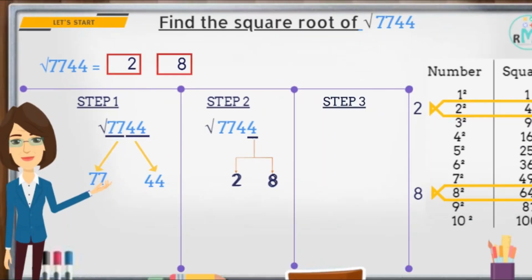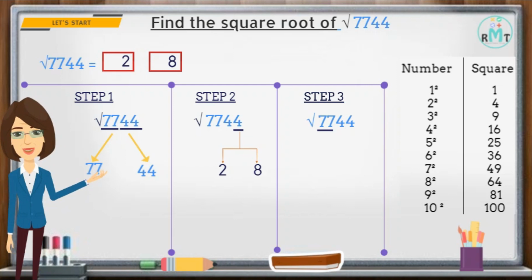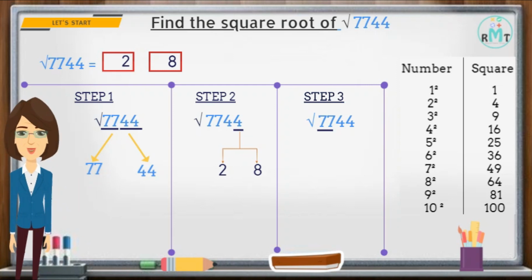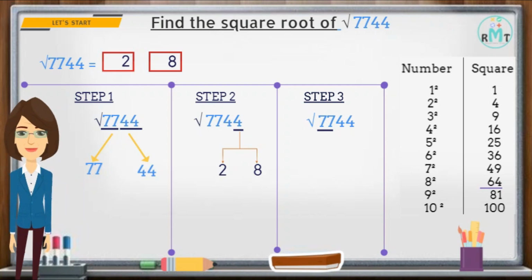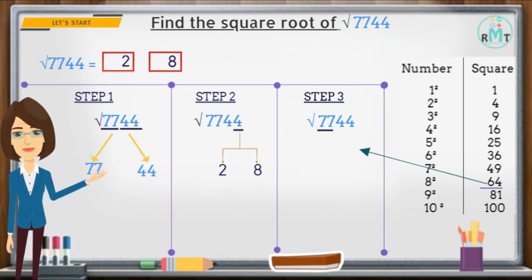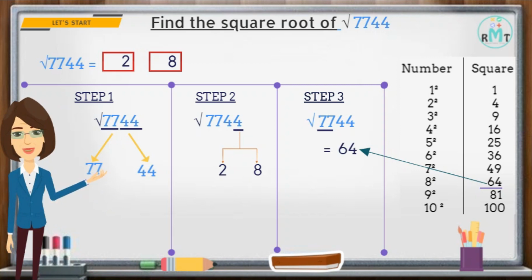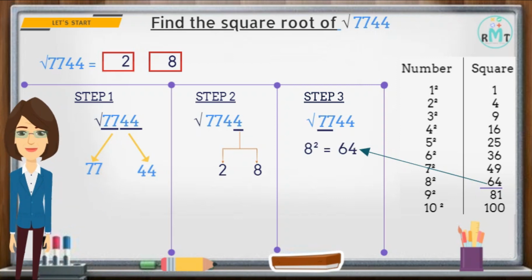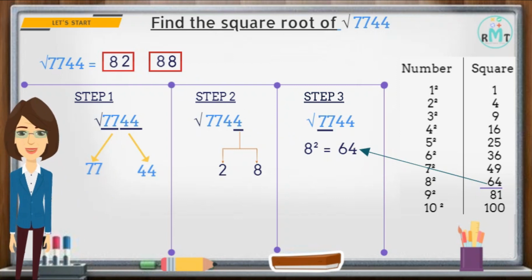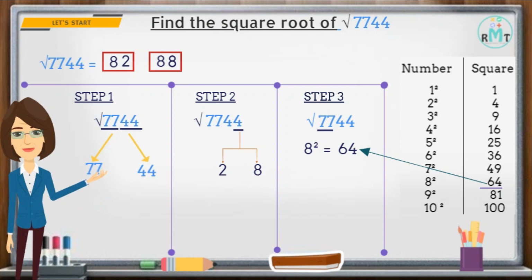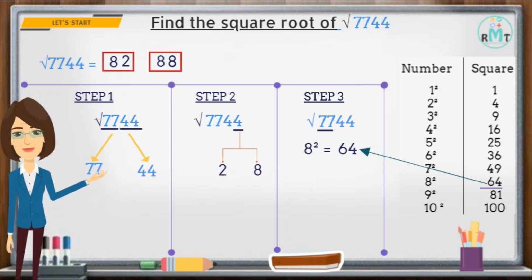Step 3. Now we will deal with 77, and we will find the square number which comes before 77. Before 77, we have 64, which is a square of 8. Now place this 8 in tens place to the both possible answer. These two are the possible outcomes of our answer.